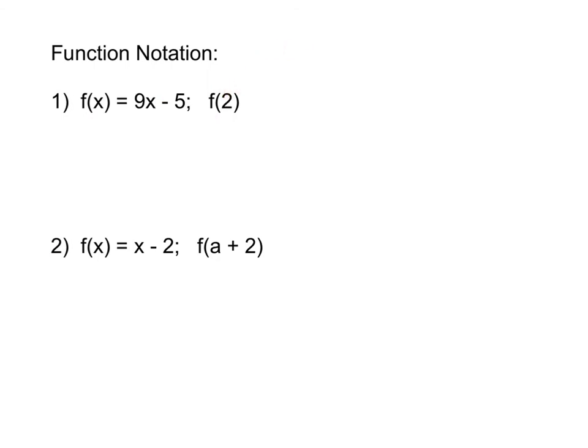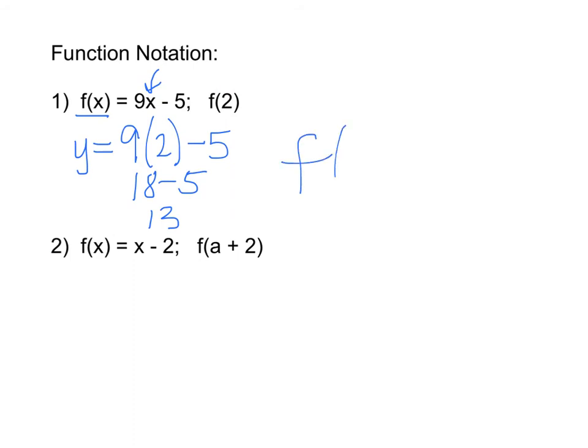Now I want you guys to be careful here. This f of x means nothing more than y, or range. You're not actually going to plug that 2 into that f of x. You're actually just going to plug the 2 into this x only. 9 times 2 is 18. 18 minus 5 is 13. When I plug in a 2, 13 is my output value, or my range. In other words, the point (2, 13) satisfies this equation.